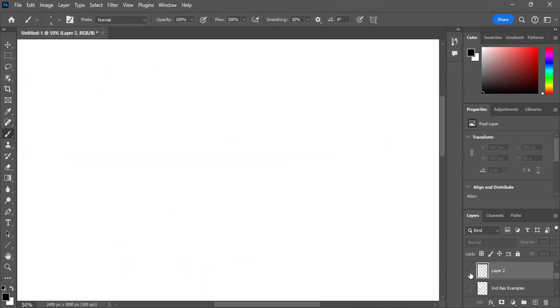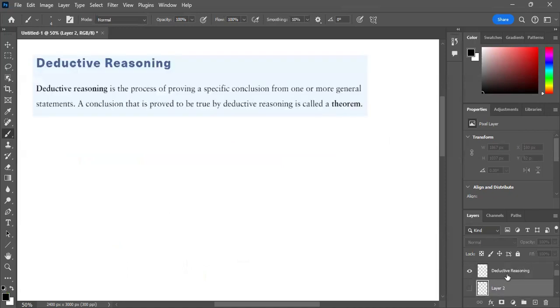All right, now I want to skip over and talk about deductive reasoning. As you might expect, it's kind of the opposite. So deductive reasoning is the process of providing or proving a specific conclusion from general statements. And so if you come up with that conclusion and it appears to be proved true by deductive reasoning, we call it a theorem. Now, you may eventually find a counterexample that proves it false. But until you do, you tend to assume that it is valid.